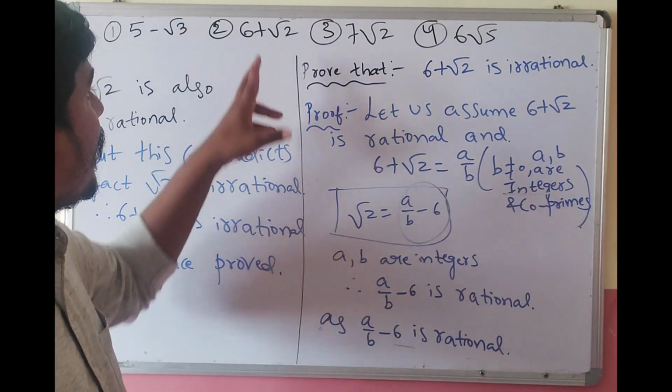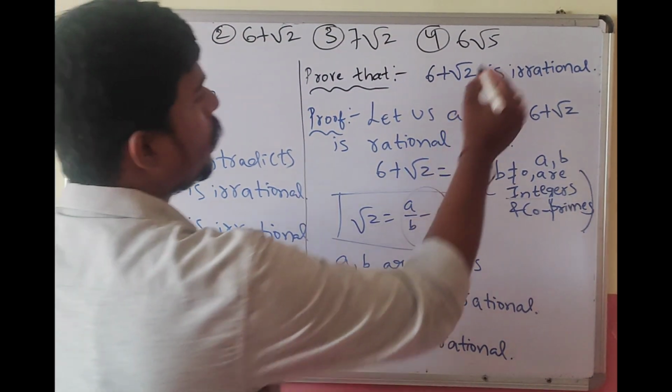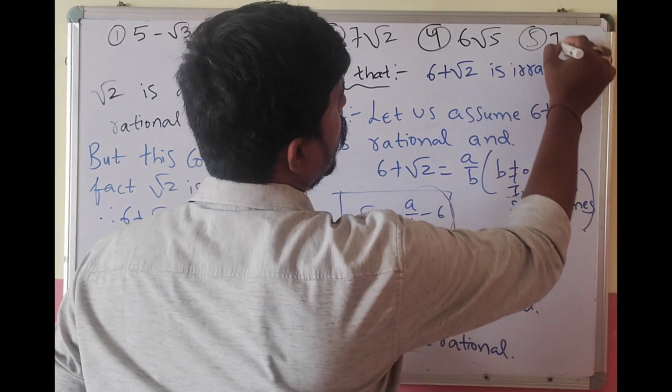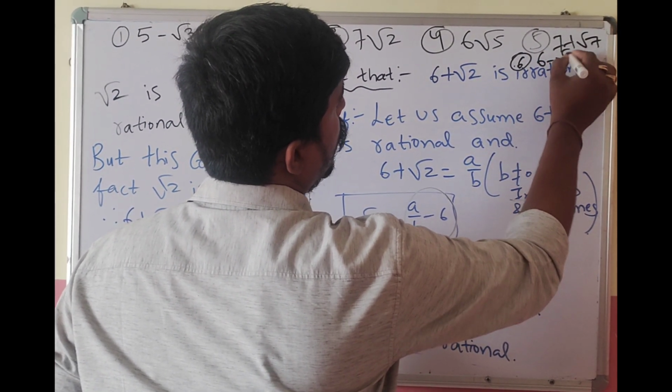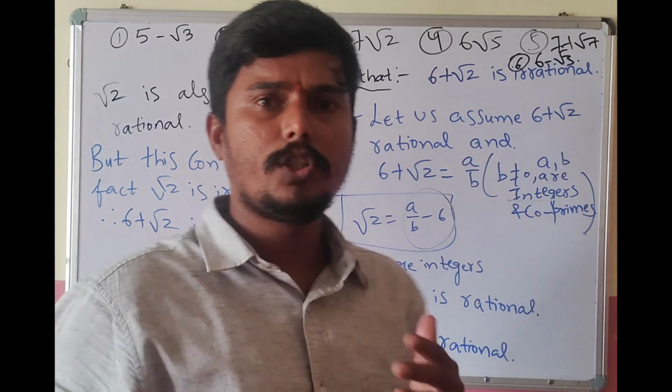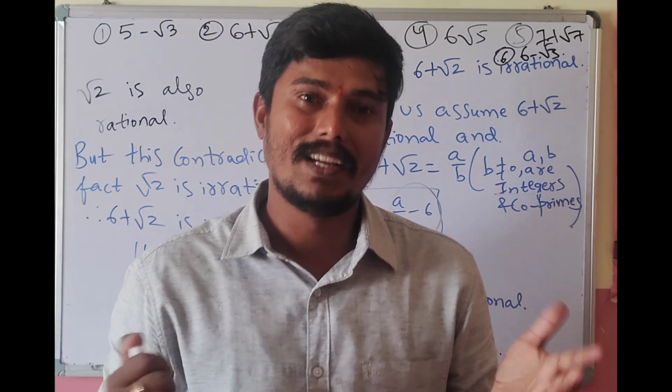And in the same pattern, 5 minus root 3, 7 root 2, 6 root 5 are going to work. If you want one more question, I am also going to give 7 plus root 7 and the sixth one, 6 minus root 3. These are all going to be irrational and prove the same concept. And with this, our chapter 1 concluded.